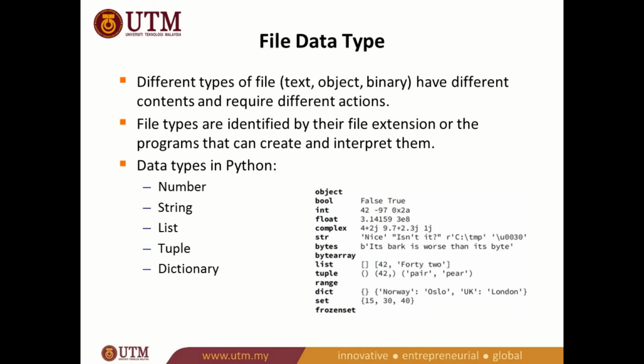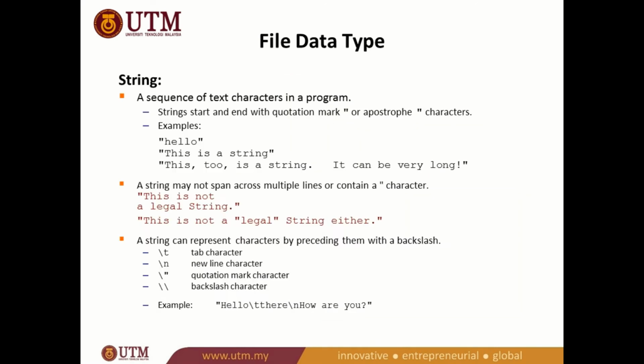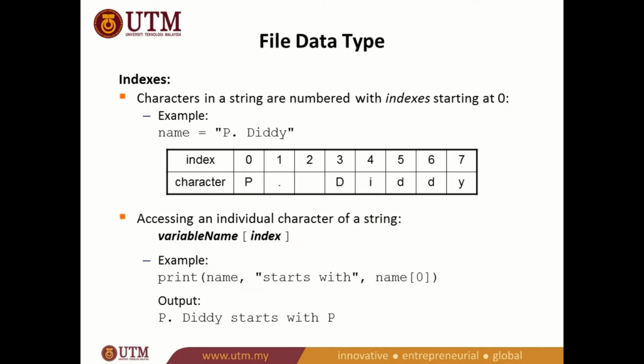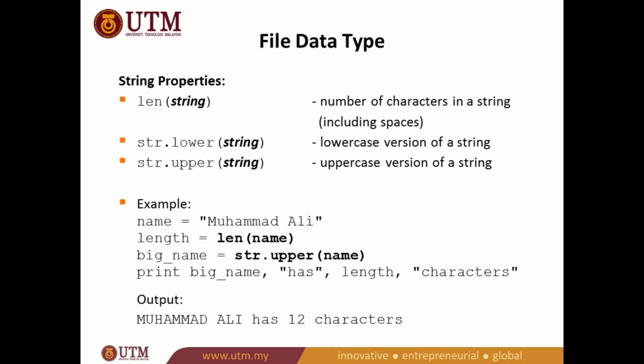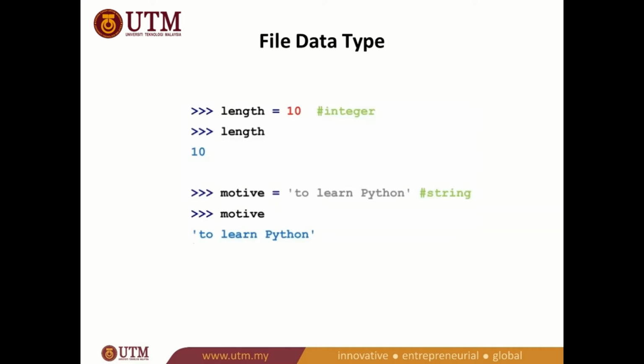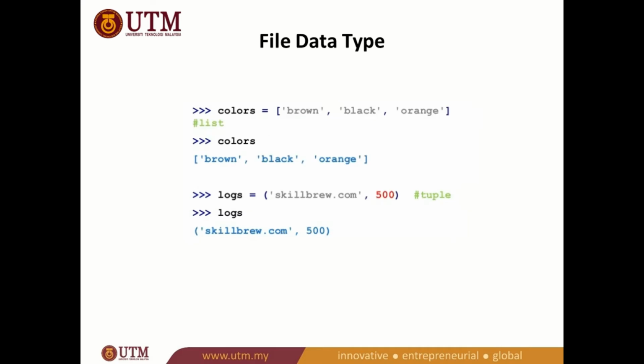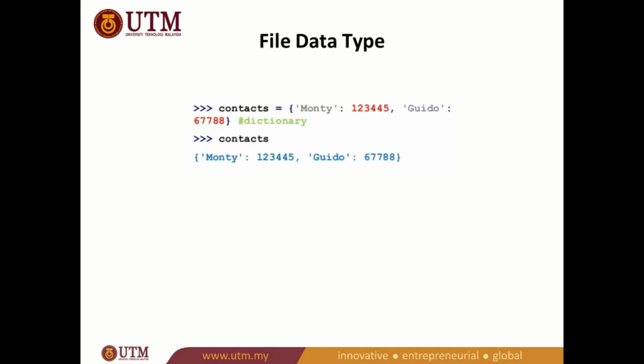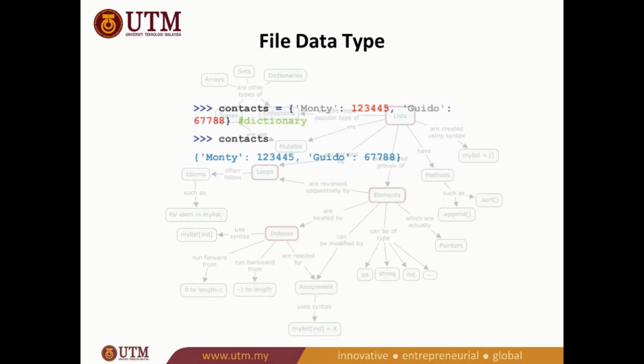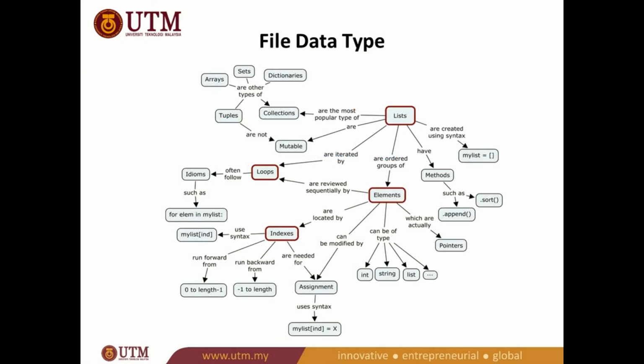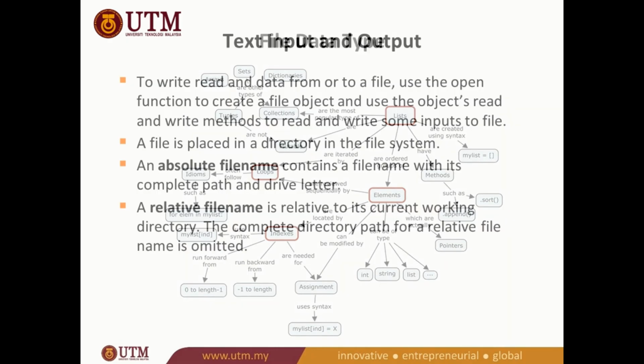Here are some examples of data types in Python, which include number, string, list, tuple, and dictionary. Please read thoroughly from slide number 5 until 11 from the PDF file for better understanding. This illustration summarizes the file data types including list methods that are used in Python.